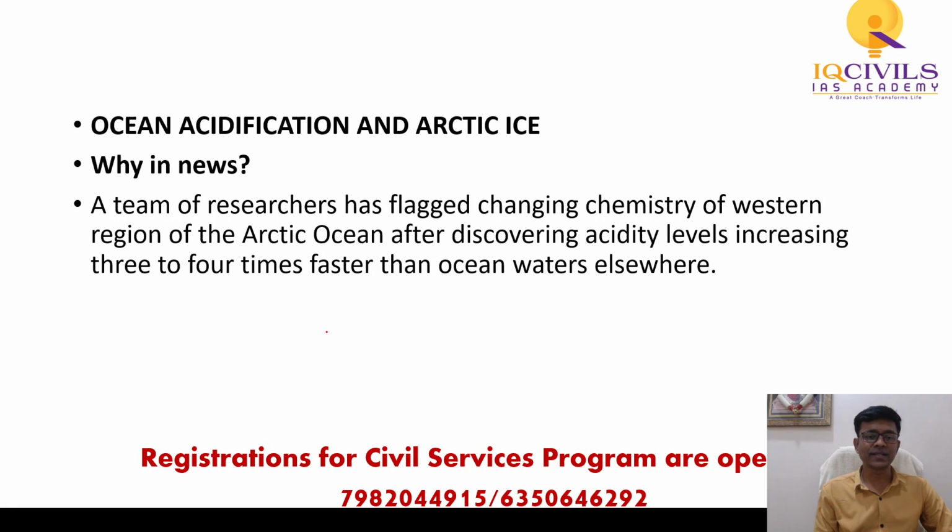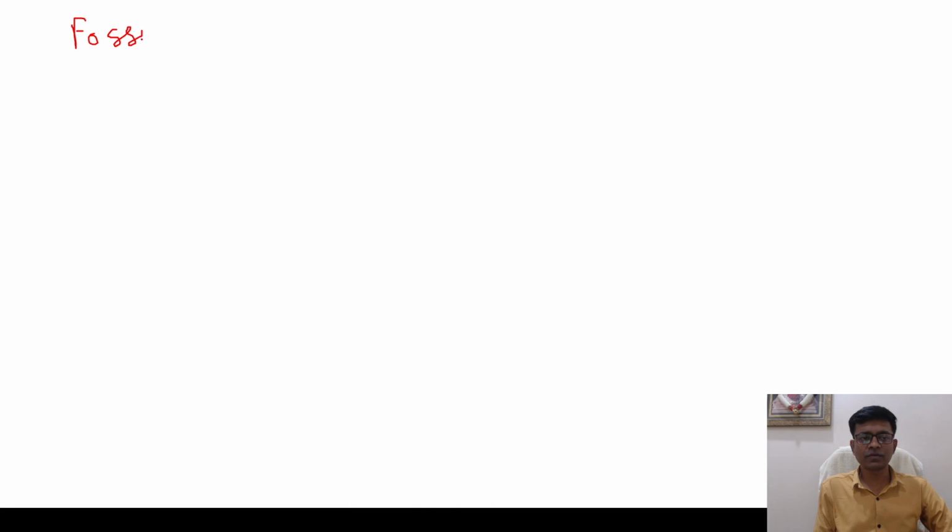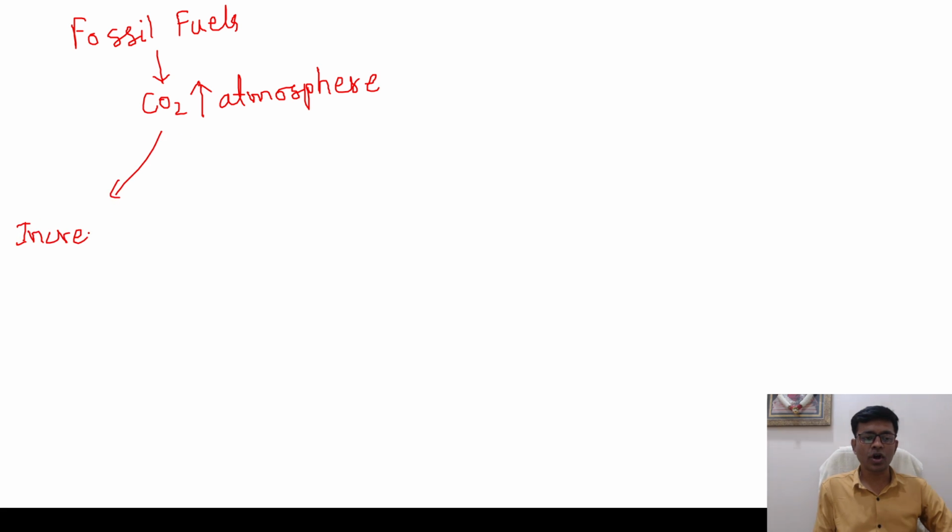So what exactly is ocean acidification and Arctic ice? If you remember, in the last lecture we spoke about the IPCC, Intergovernmental Panel on Climate Change. In that we spoke about how climate change is happening. Just a short introduction to climate change: what exactly happens when we burn fossil fuel? Because of the burning of fossil fuels, CO2 is released. When CO2 is released, the concentration of CO2 in the atmosphere increases, and that leads to an increase in the average temperature of the earth.